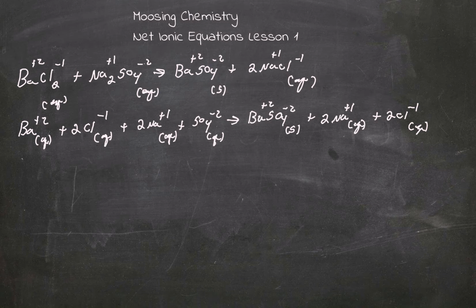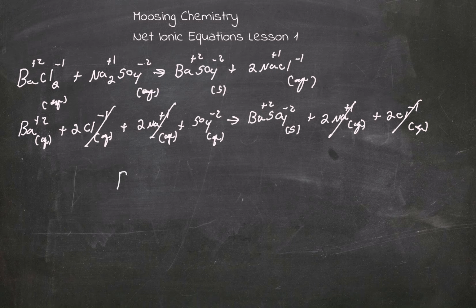Let's get rid of our spectators. Barium goes from an aqueous to a solid. So that's not a spectator. That's going to stay. Chlorines are aqueous on this side and aqueous on that side. So they're gone. Nas are also aqueous on this side and aqueous on that side. Look at the sulfate. The sulfate goes from an aqueous to a solid. So it does change. So we're not going to touch it. So the net ionic equation for this is going to be pretty simple. These things are really, really simple.